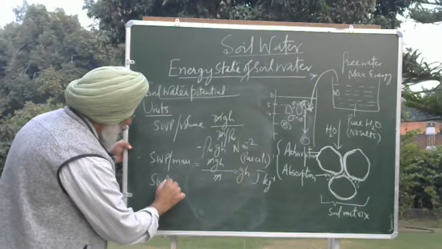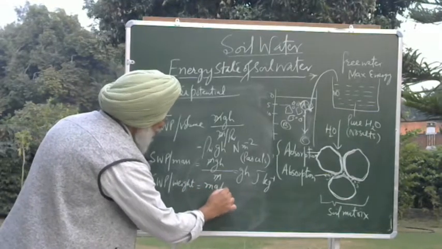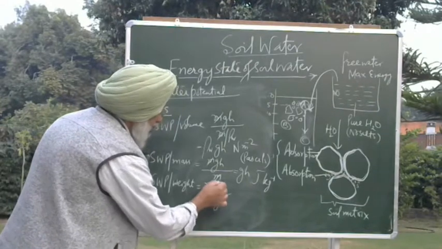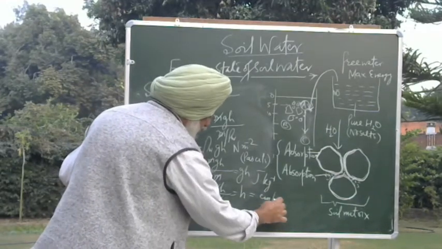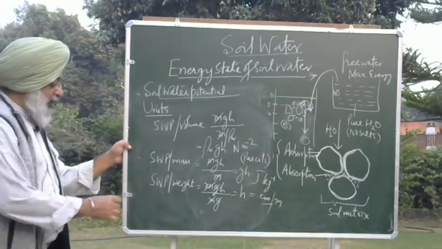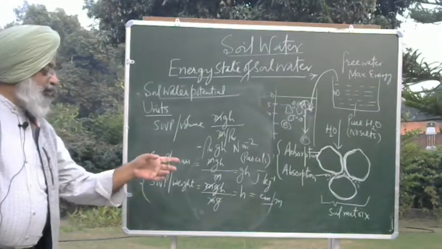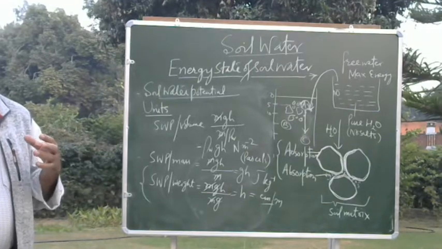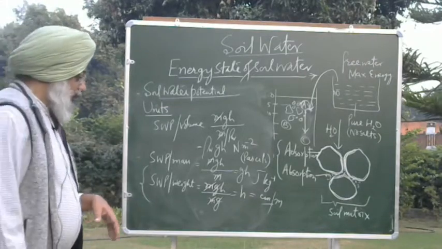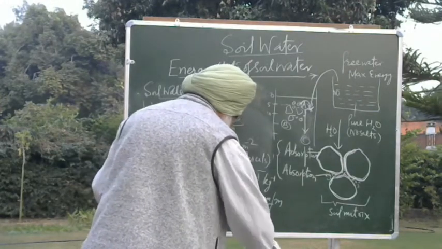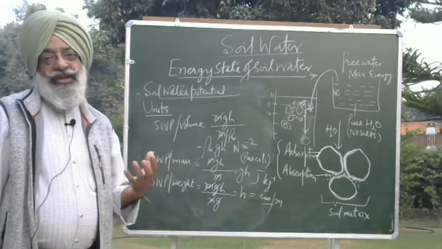Then soil water potential on a weight basis. When we say weight, it will be potential energy divided by mass times g, the acceleration of gravity. So these two are gone. It will be only h. So this is in centimeters or meters. Generally we use this value of suction head or tension head or potential in terms of centimeters of water column or centimeters of mercury. So this is how we define the units of soil water potential. I hope the things are clear. And next, we will be using this soil water potential in our soil water lectures. Thank you very much.